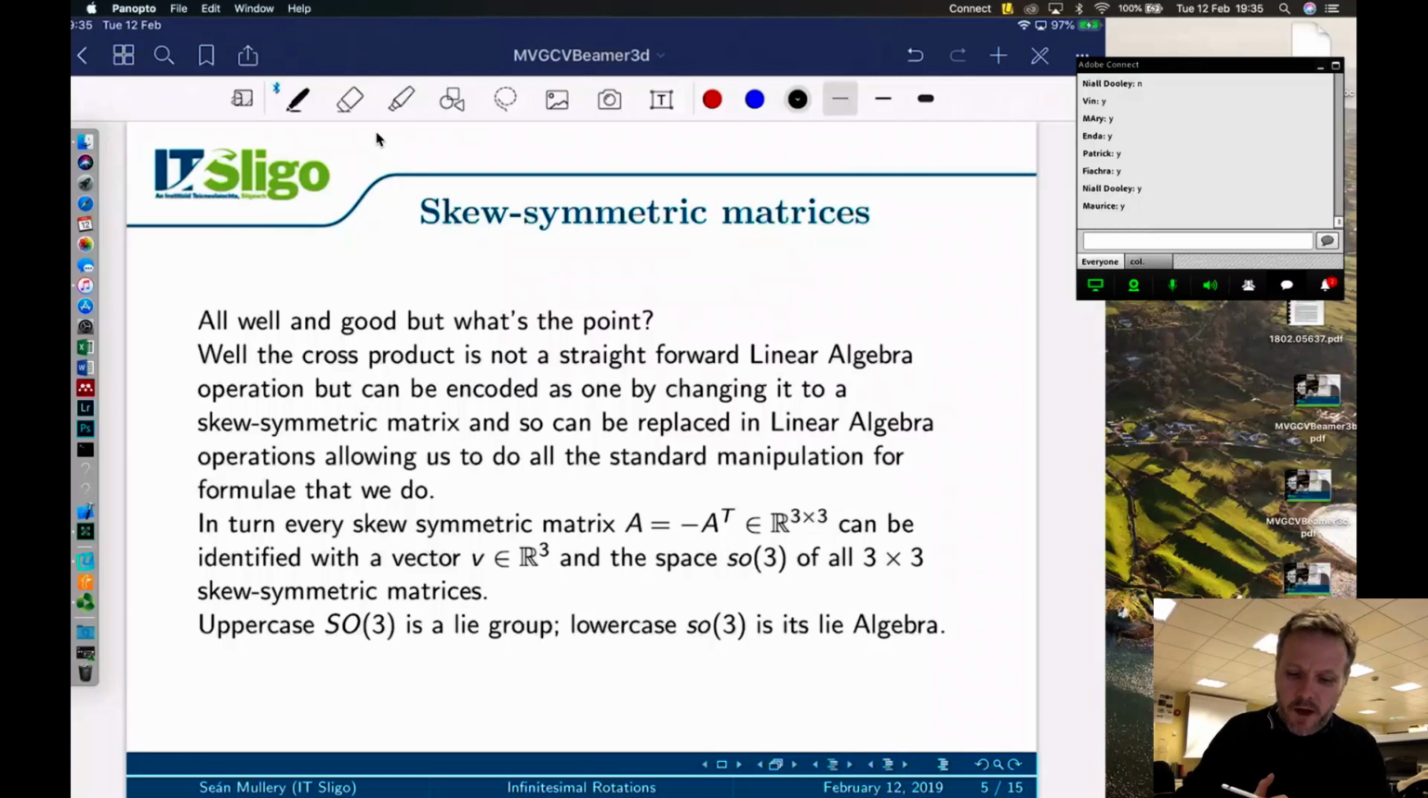So the cross product is not, as I say, a straightforward linear algebra operation, but it can be encoded as one by changing it to a skew-symmetric matrix, and so can be replaced in linear algebra operations, allowing us to do all the standard manipulation for formula that we do. In turn, every skew-symmetric matrix A, if the matrix follows that rule, can be identified with some vector, which is just a three-dimensional vector in the space SO3 of all the 3x3 skew-symmetric matrices. Okay, so there's two important things here.